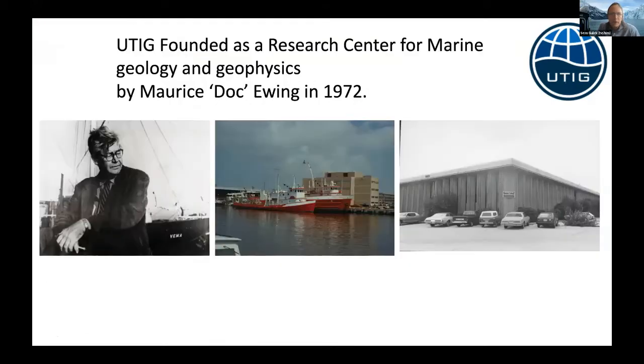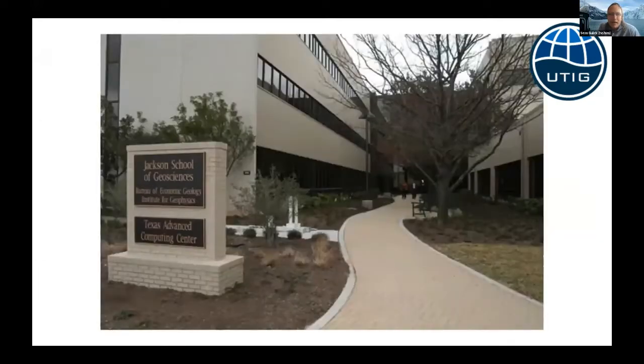And just a quick note on who UTIG is. UTIG was originally founded by Doc Ewing, post-Lamont, in 1972 down in Galveston. It was called the Galveston Geophysical Laboratory before it moved up to Austin, where it is now. We're parked right next to the Bureau of Economic Geology on the research campus in Austin, and all of our equipment is in Austin, for those thinking about where you ship from.